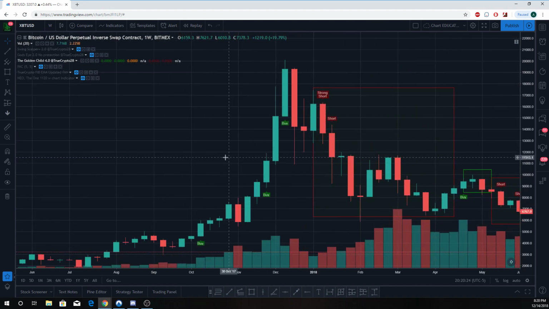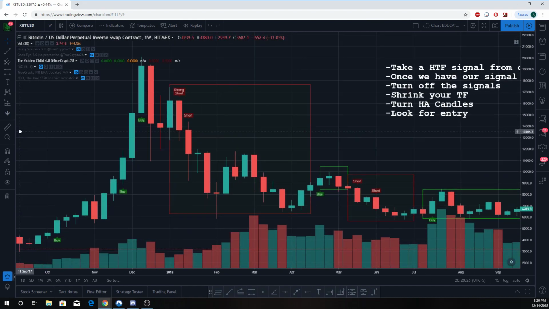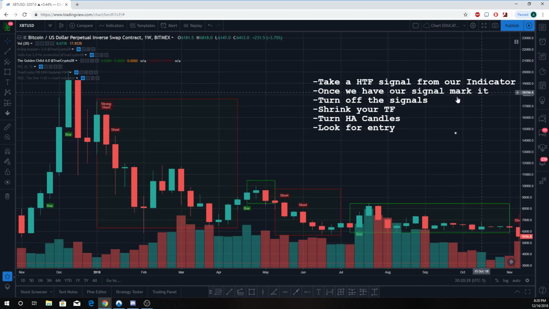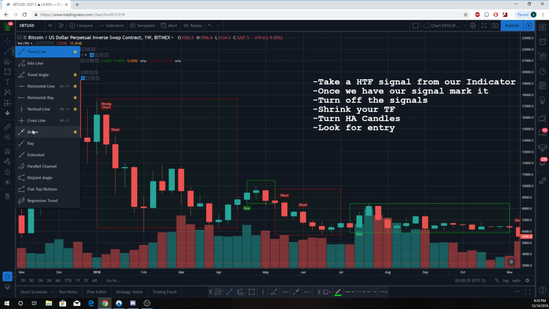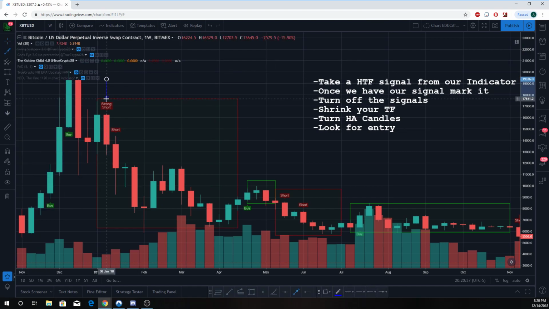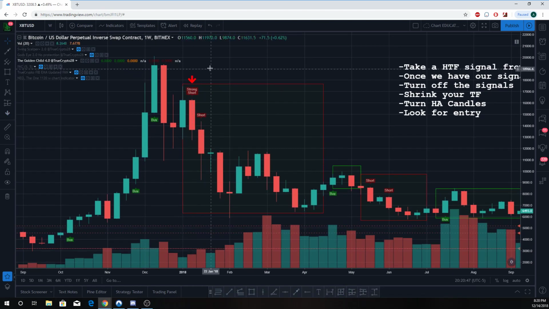So let's see. Now I'm going to turn the signals off, right? Because it says, once we have our signal, mark it. I did mark it. What you would do to mark it normally is you can come in with a line, something like this, or an arrow, short, right? Or one of these guys. You see this? Down. That one is better probably, so that you know basically where you started going short, right?